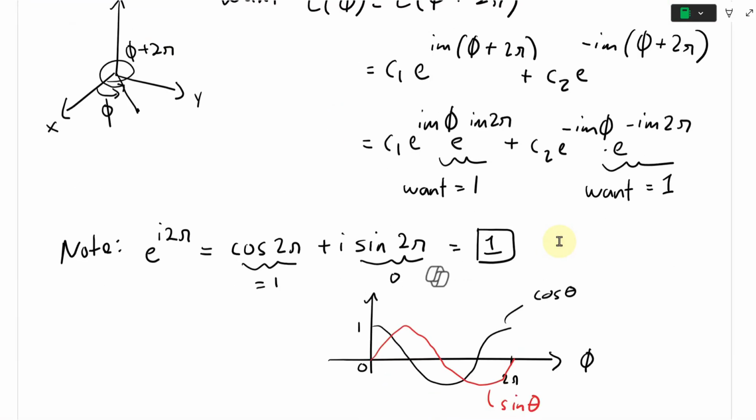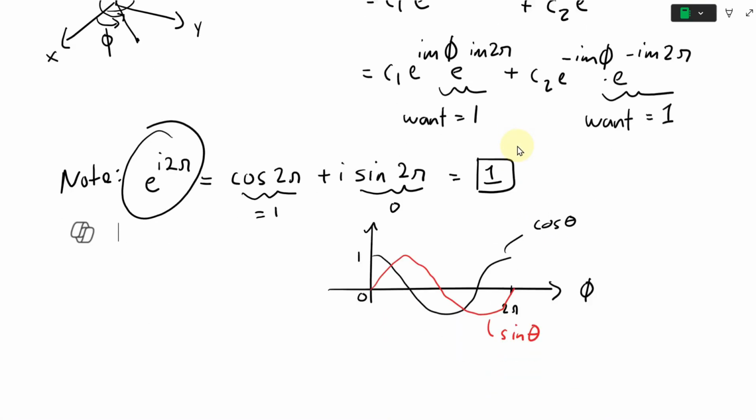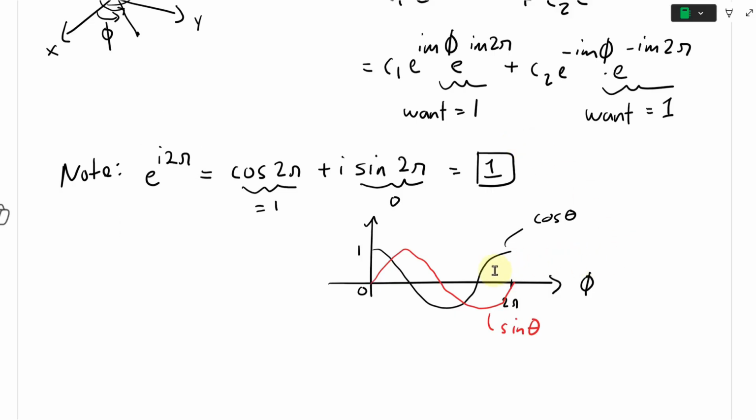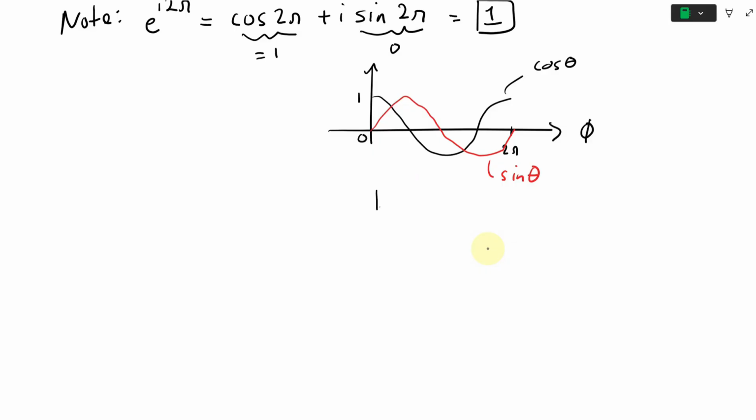Thus e to the I 2 pi equals 1, but we want e to the I m 2 pi equals 1, and that is true if m is an integer. It just cycles every 2 pi. If you go to 4 pi, multiply 2 pi by 2; 2 pi times 1 is over here, times 2 you get over here, times 3 you get 6 pi, and so on. So if it's an integer, it just repeats.